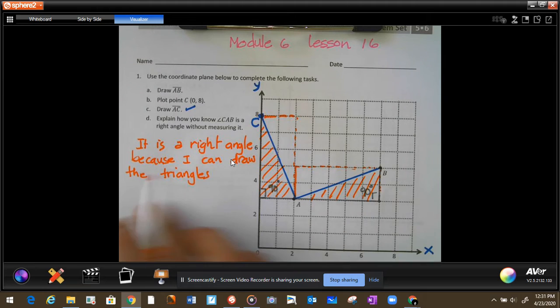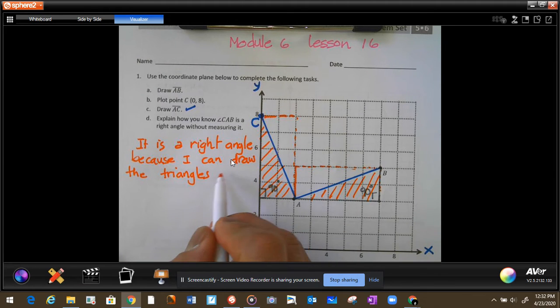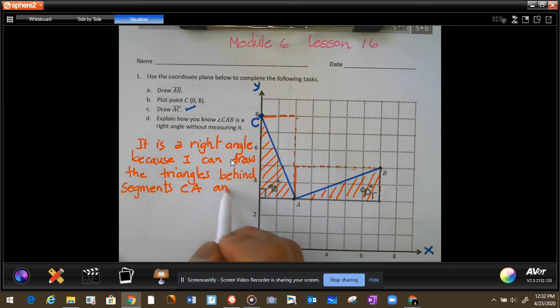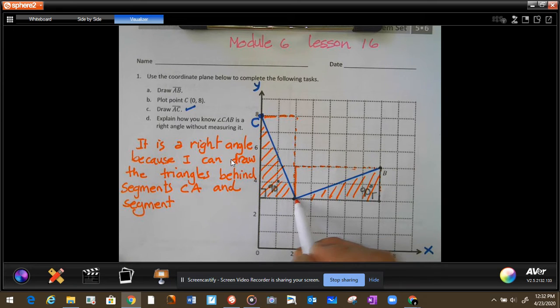I can draw the triangles, let's say, behind the segments. This is segment CA and segment AB, and that's how you explain that one.